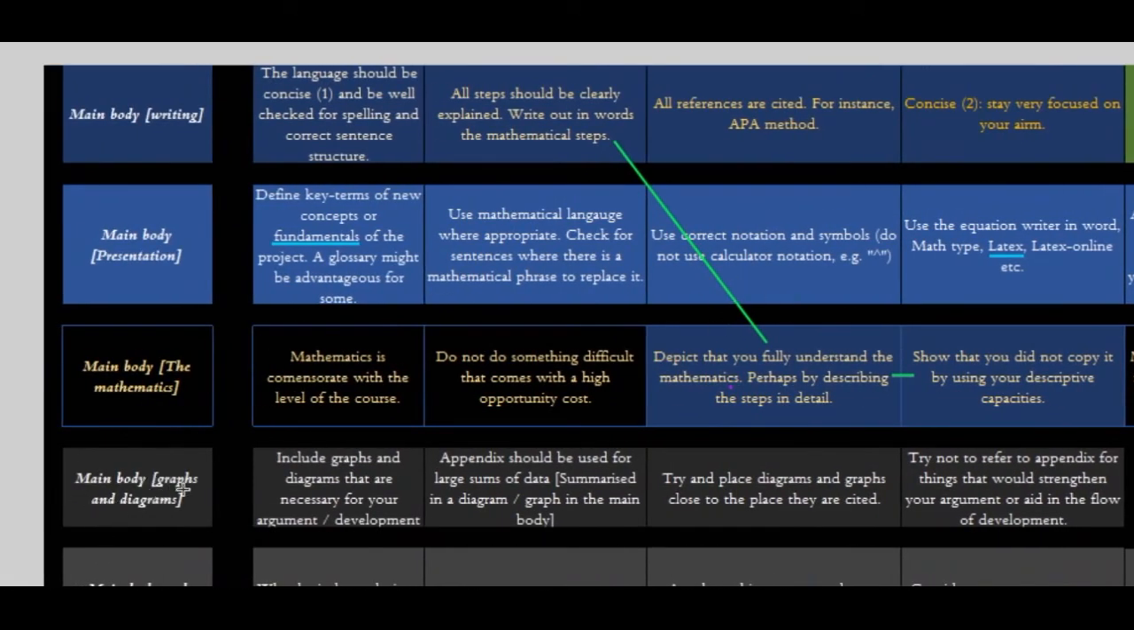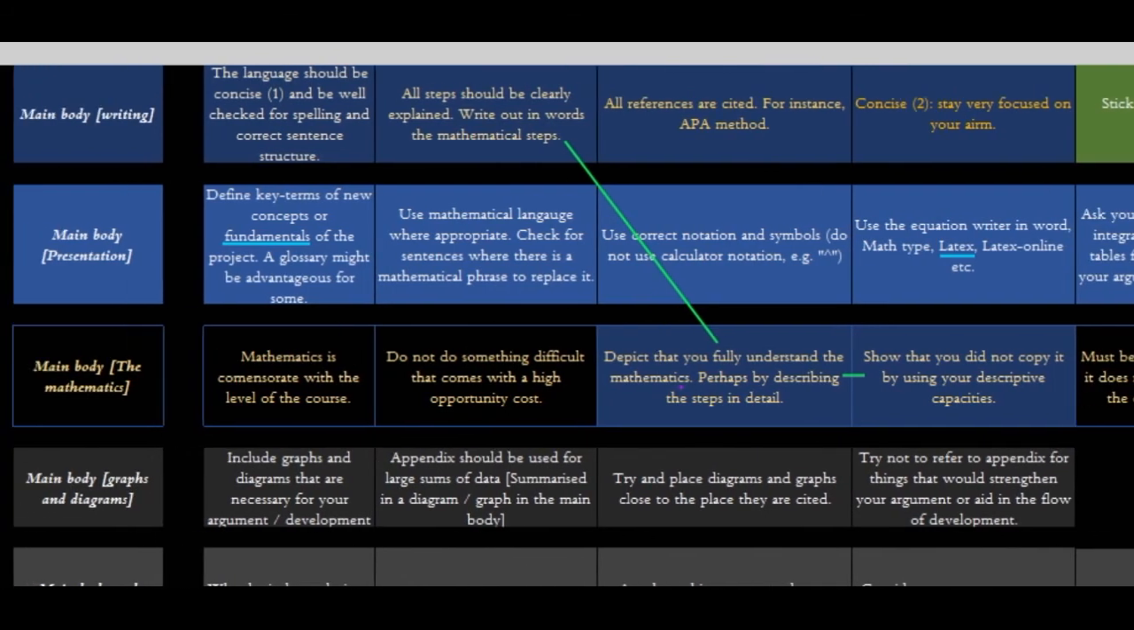The main body, your graphs and diagrams. Okay, your graphs and diagrams. So include graphs and diagrams that are necessary for the argument or the structure of your IA. Please make sure you do that. You want to do that. That's advantageous.